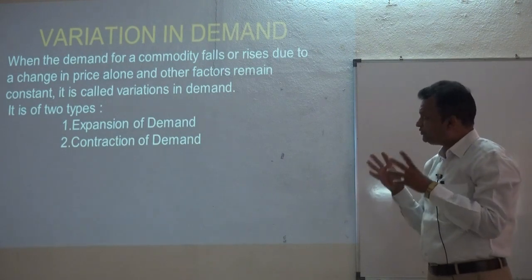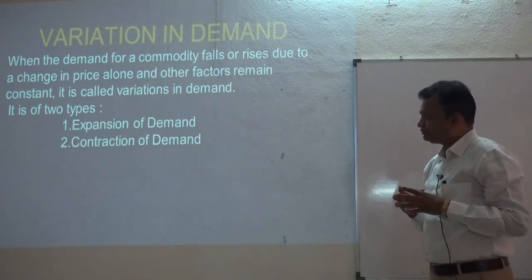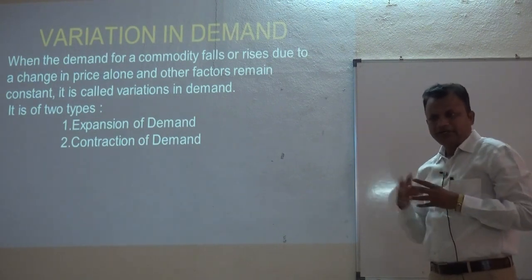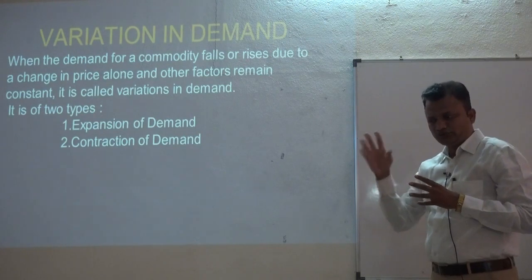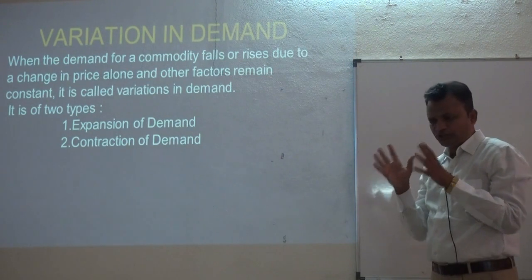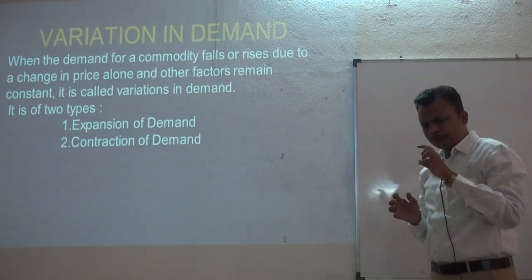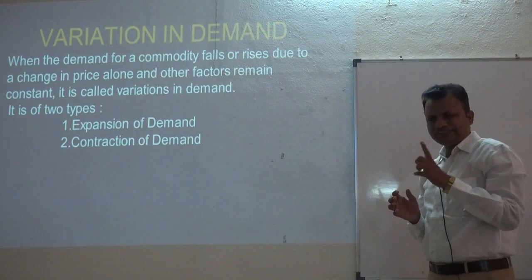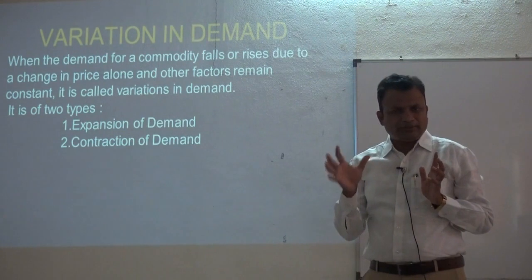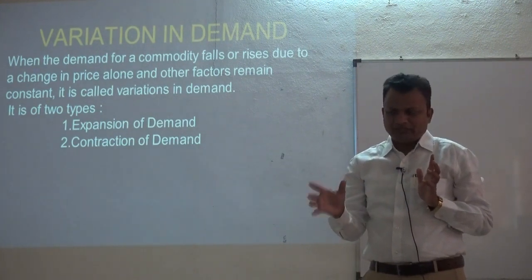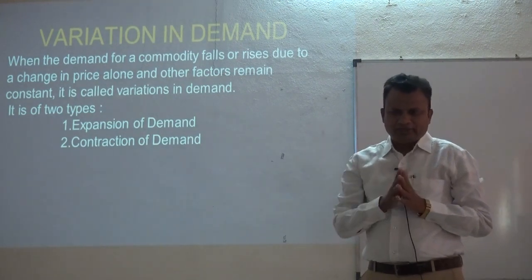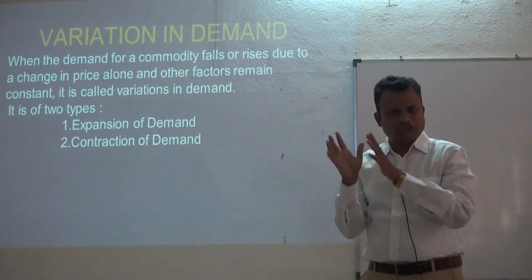So what is the meaning of these three lines? As we know, as the price falls or rises, demand rises or falls, and that is considered a variation in demand. Just due to fluctuations in the price of the product, with the rest of the factors remaining constant, if demand for that particular commodity rises or falls, that is considered a variation in demand.